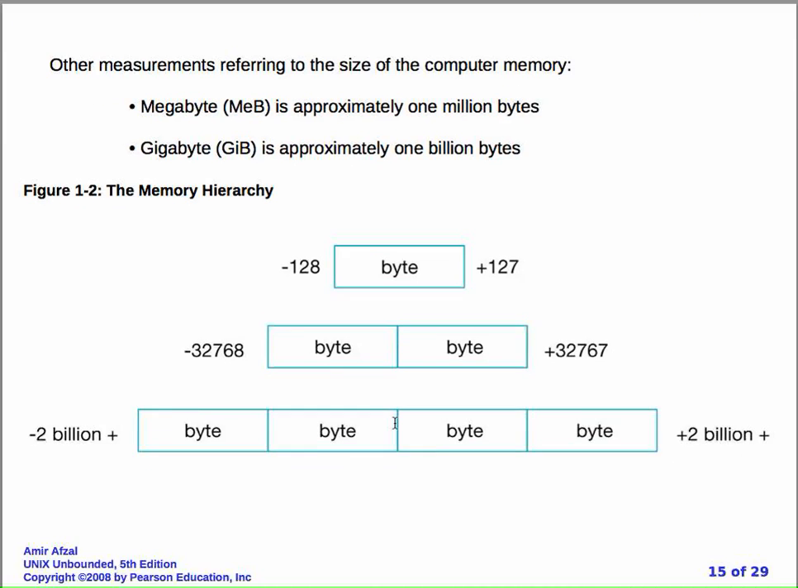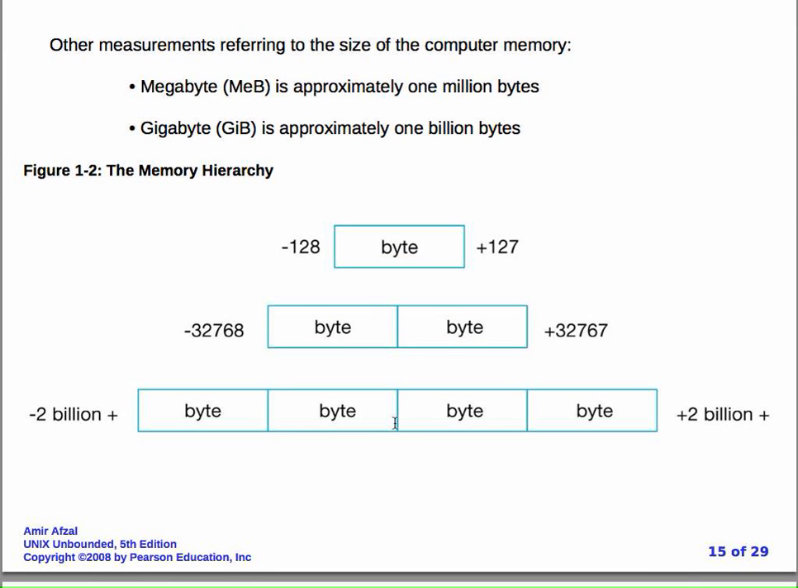Okay. So if you look at the memory hierarchy, a byte can store anything between negative 128 and positive 127. 2 bytes together is usually called a short. Sometimes it's called a short word, but it's just a short. It can represent any number between negative 32,768 to positive 32,767.